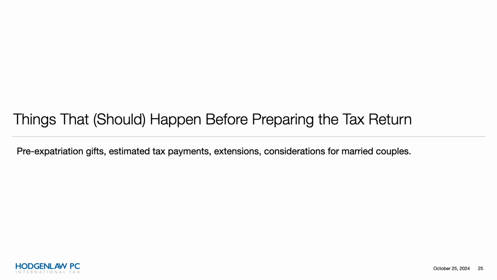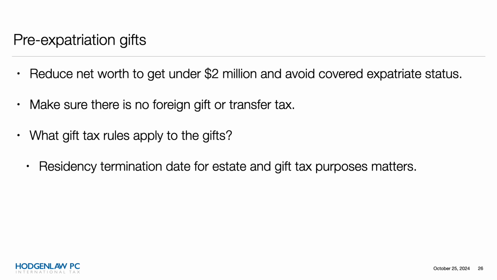Now, when you're preparing an expatriation tax return, there are certain things that ideally should happen before you're actually preparing it. One of the things that a lot of people do is make pre-expatriation gifts. This is particularly popular with people whose net worth is a little over $2 million or $4 million or $6 million, and they can use the unified credit to reduce their assets without triggering any gift tax.